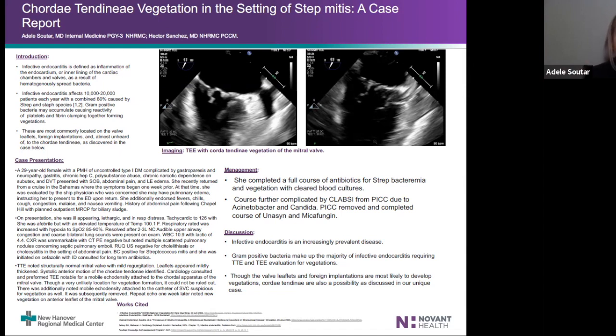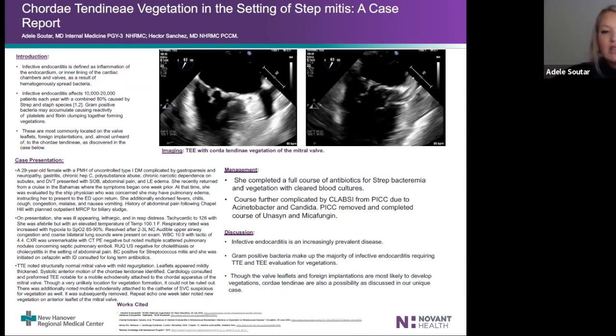They continued her on the antibiotics, and she also had a line that had a clot on it, so they removed and replaced that for her. They did a repeat echo one week later after they had her on the antibiotics, and they found another vegetation on the mitral valve itself. So she now had some on the chordae tendineae and then on the valve itself.